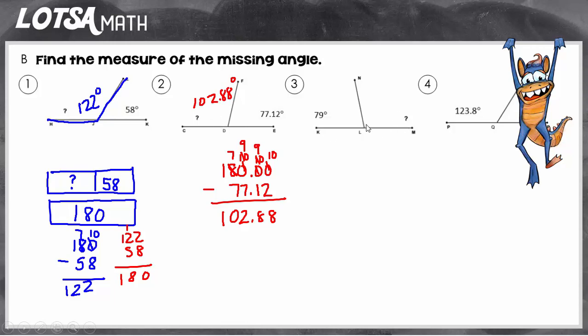So I know that since these are supplementary angles, they're going to have a sum of 180. So if I subtract this part, I'll be left with the other part. So this would be 101 degrees.